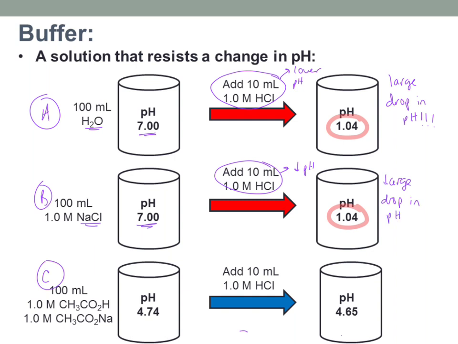So we would say that neither of these have any buffering capability whatsoever. That's the idea, is they have no buffering capability. They did not resist that pH change at all. So no buffering capability.